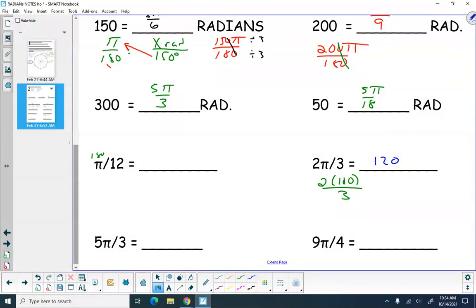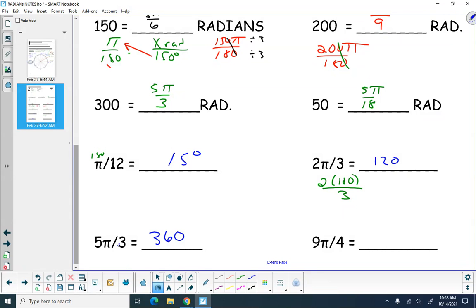Pi over 12. Toronto, what do you have? Sorry, I didn't hear you. 15 degrees. 5 pi over 3, what do we come up with, Chloe? 300 degrees. And once again, you can take pi divided by 3. That gives me 60. Multiply by 5, I can get to 300 degrees that way also. Or you can multiply 5 times 180 divided by 3. Does not matter.